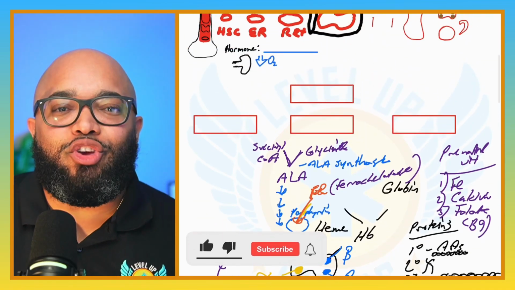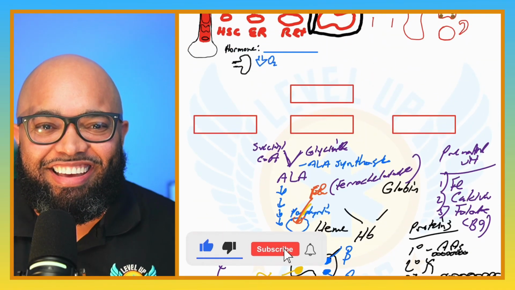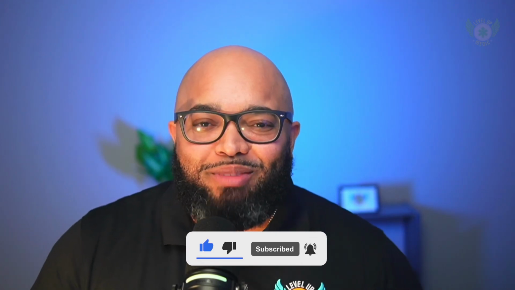Now, well, what happens if you don't? Okay, so if you don't make red blood cells, now you're going to have, what did we call that condition? That's going to be anemia. So now I want to talk about anemia. Wow, that was a lot already, right?